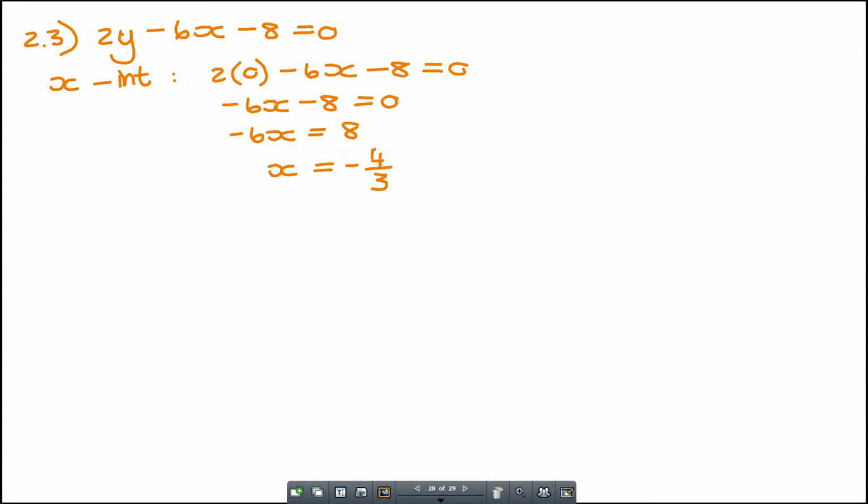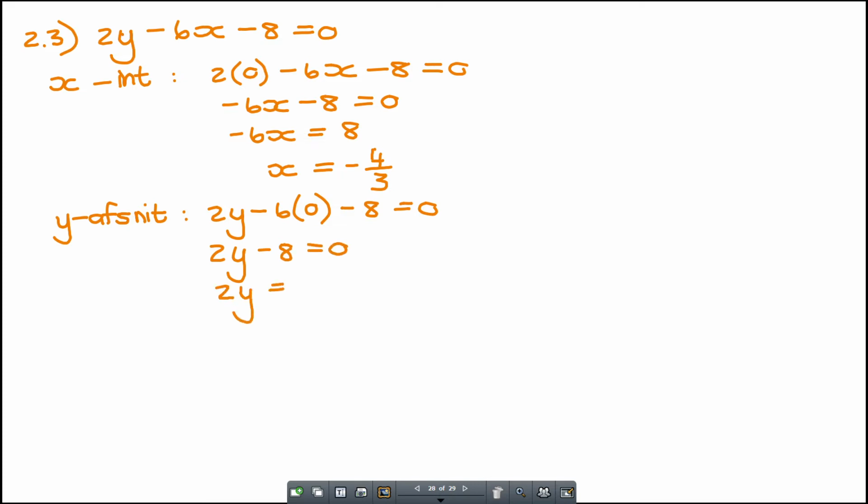Okay, dan gaan kry ons gou y afsnit. Dus maak vir x 0. So 2y minus 6 maal 0 minus 8 is gelyk aan 0. So 2y minus 8 will be equal to 0. 2y is positive 8, so y is 4.